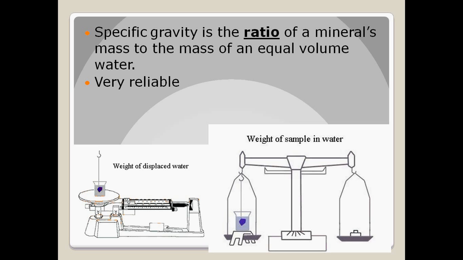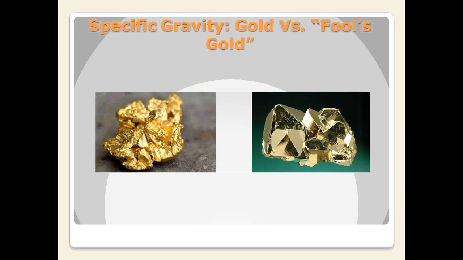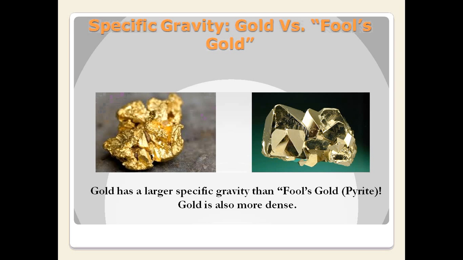This measurement can be very reliable when you're determining what material you have. One example would be the challenge of gold versus fool's gold. A lot of times I like to ask people if they can tell the difference between fool's gold and real gold, and some people can. By looking at them, they both have kind of a gold texture. However, specific gravity can be used to decide which is the real gold and which is the fool's gold. Real gold has a larger specific gravity than fool's gold, which is known as pyrite. Real gold is also much more dense. So if you were given the specific gravity values for fool's gold and real gold, you would be able to tell the difference.